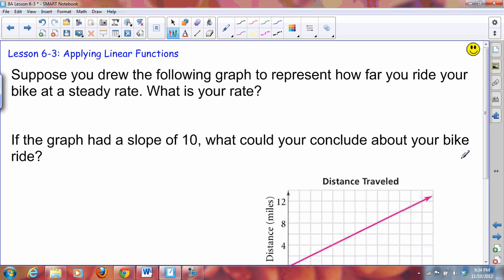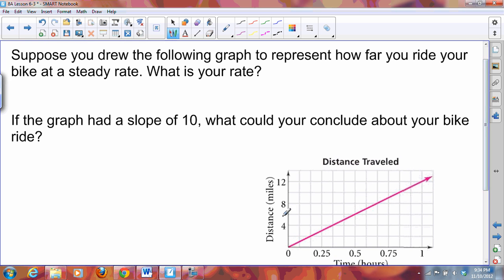Okay, suppose you drew this graph to represent how far you ride your bike at a steady rate. Okay? When you haven't ridden at all, you haven't gone any distance, right? Okay? So here's the time, and here's your distance, and you're traveling at a steady rate. That's why this line is straight. If the graph had a slope of 10, what would that mean? That would mean it would go up 10 and over 1. Distance over time. So that would be 10 miles per hour.